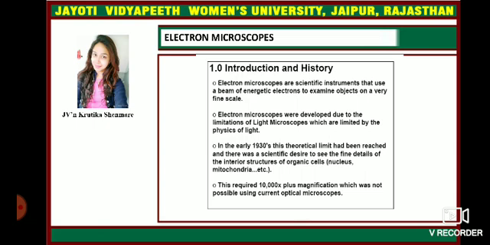Electron microscopes. Electron microscopes are scientific instruments that use a beam of energetic electrons to examine objects on a very fine scale. Electron microscopes were developed due to the limitations of light microscopes, which are limited by the physics of light. In the early 1930s, this theoretical limit had been reached, and there was a scientific desire to see the fine details of the interior structure of organic cells. This required 10x plus magnification, which was not possible using current optical microscopes.